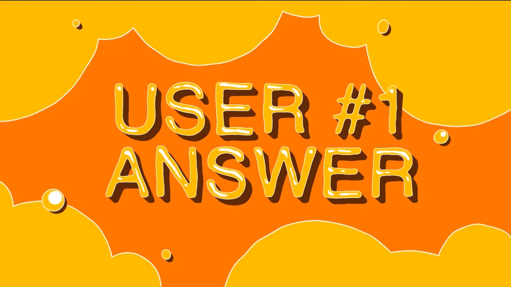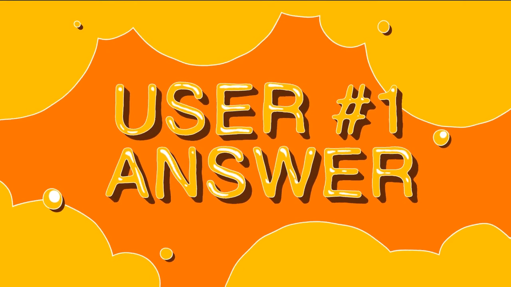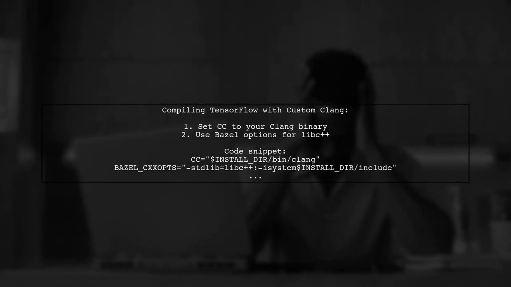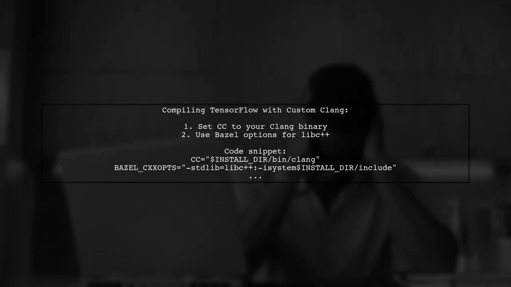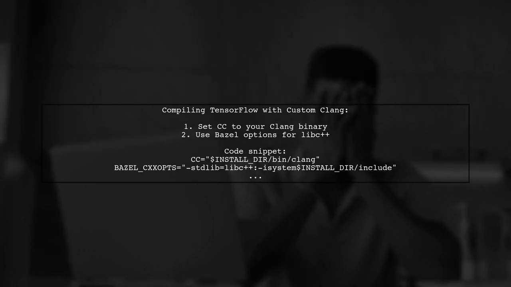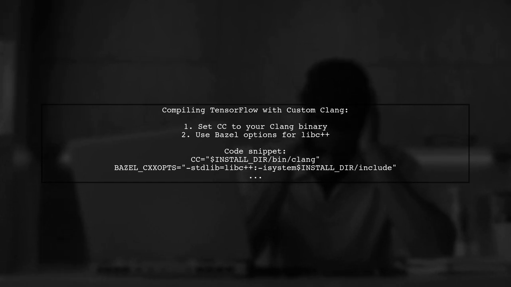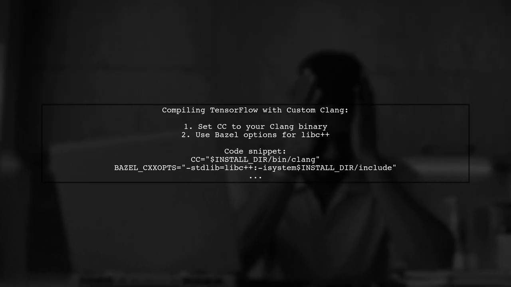Let's now look at a user-suggested answer. To compile TensorFlow with a custom Clang and libc++, you can use Bazel with specific options. Set the CC variable to your Clang binary and configure Bazel with the necessary flags for libc++.